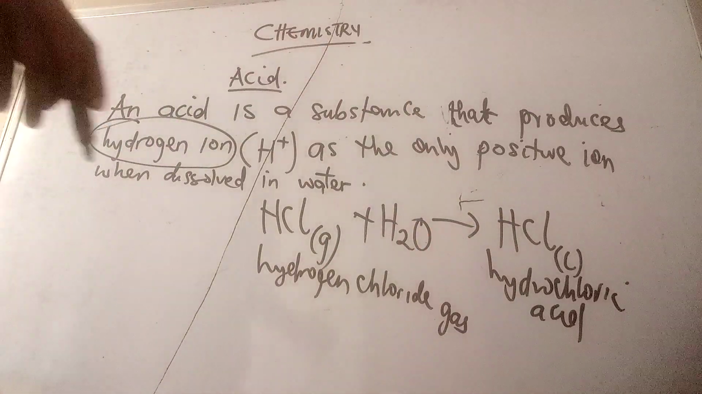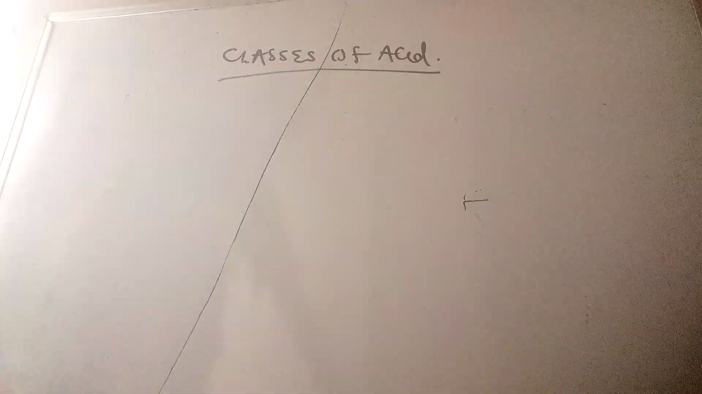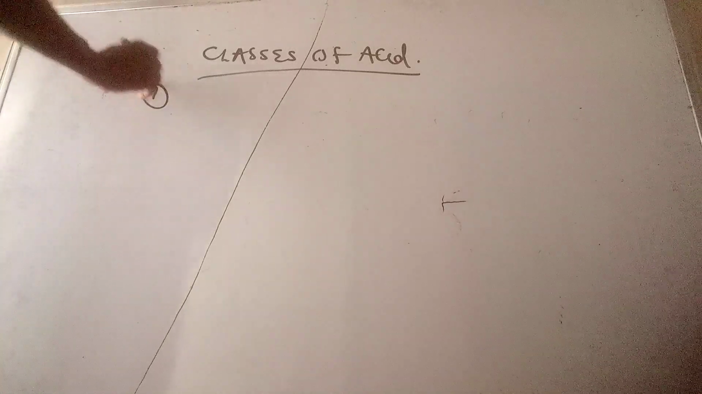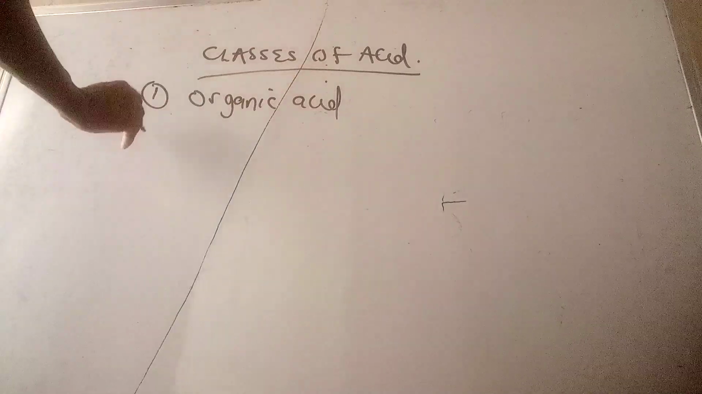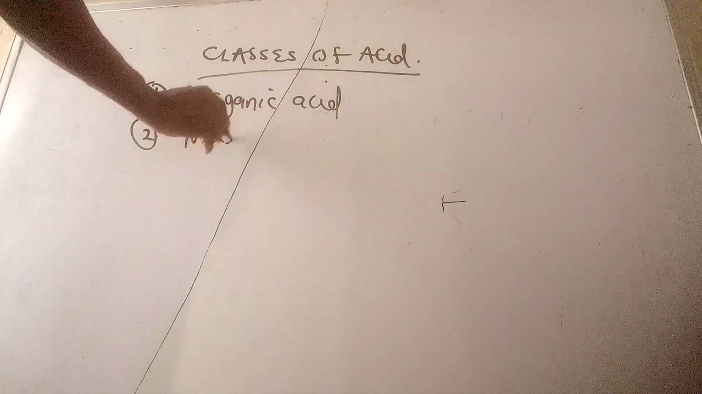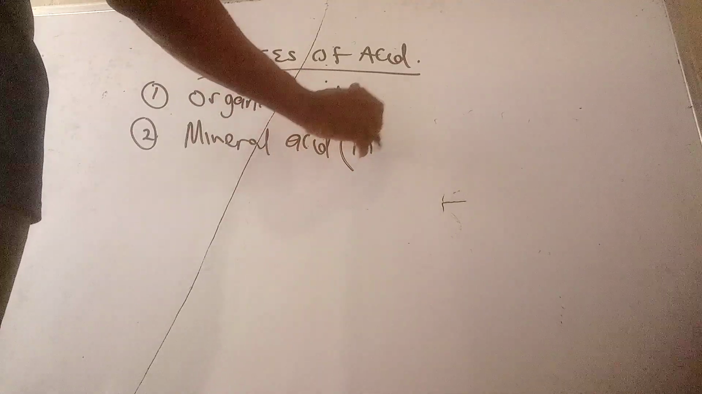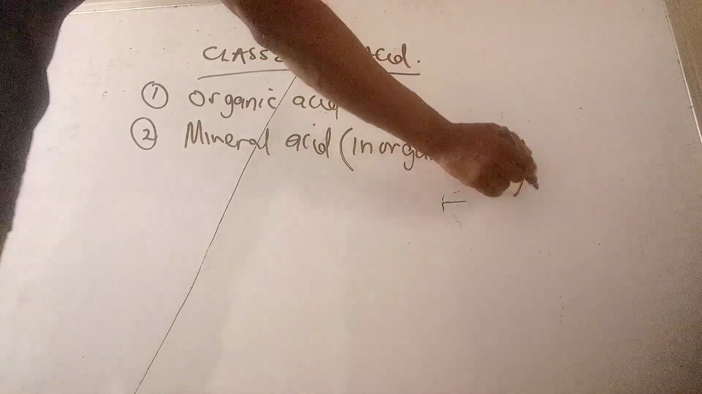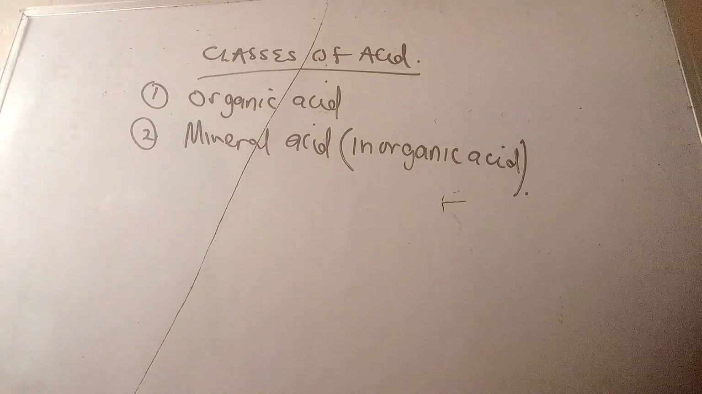Now, there are two classes of acid. The two classes of acid are organic acid and mineral acid. This mineral acid is also called inorganic acid. Take note of that.